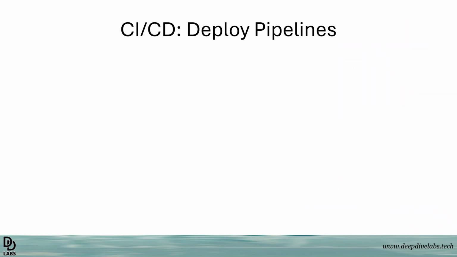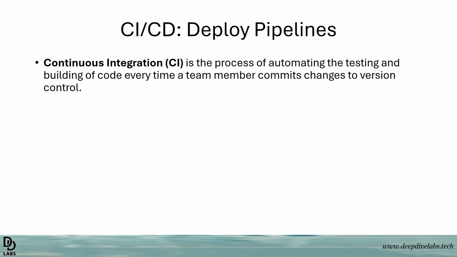So having understood the SDLC process and the motivation for test driven development, we are now ready to understand a very, very important methodology of the Agile process, which is CI/CD. CI essentially refers to continuous integration. It is the process of automating the testing and building of code every time a team member commits a change to the version of the code.